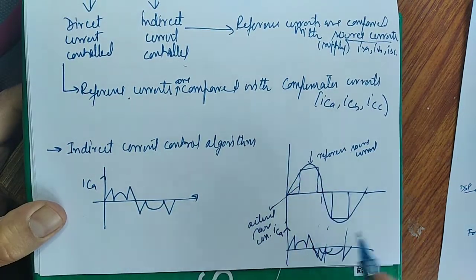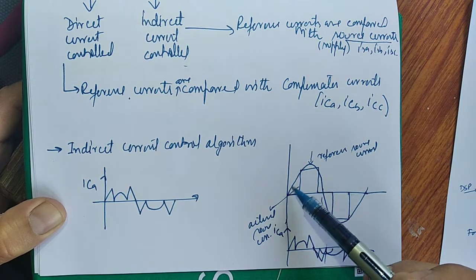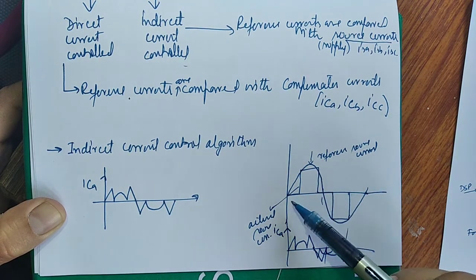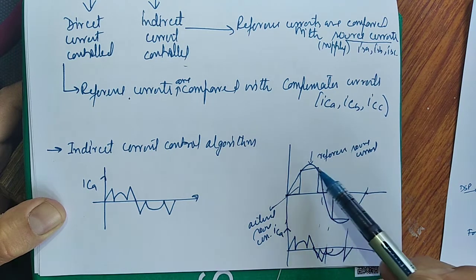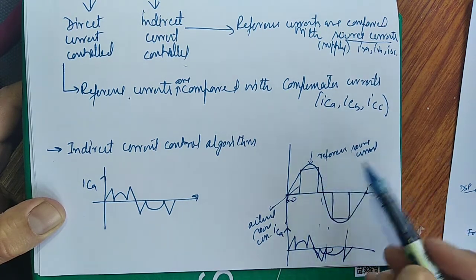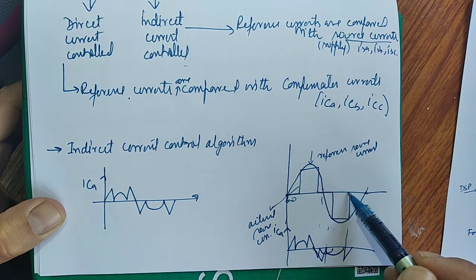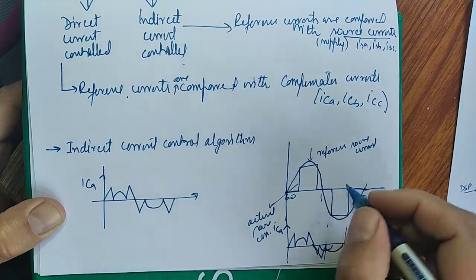Indirect current control: let's suppose we have generated this reference source current, and the source voltage is also from this at t equal to 0. So this is a unity power factor reference with the source voltage. This is the actual load current. Let's suppose this is a square wave load current.